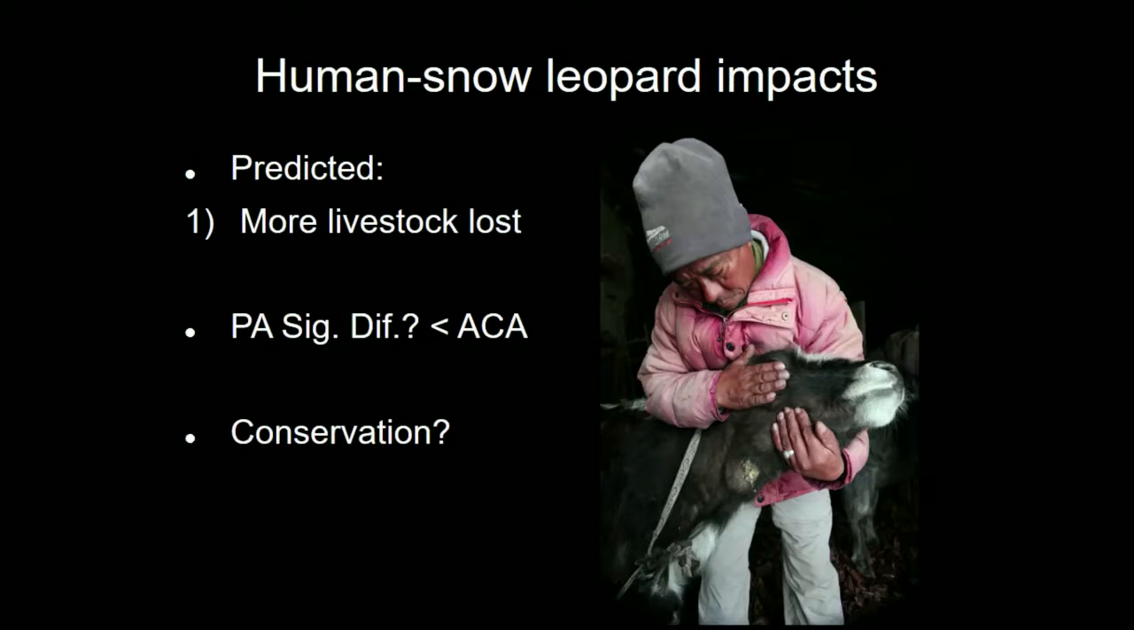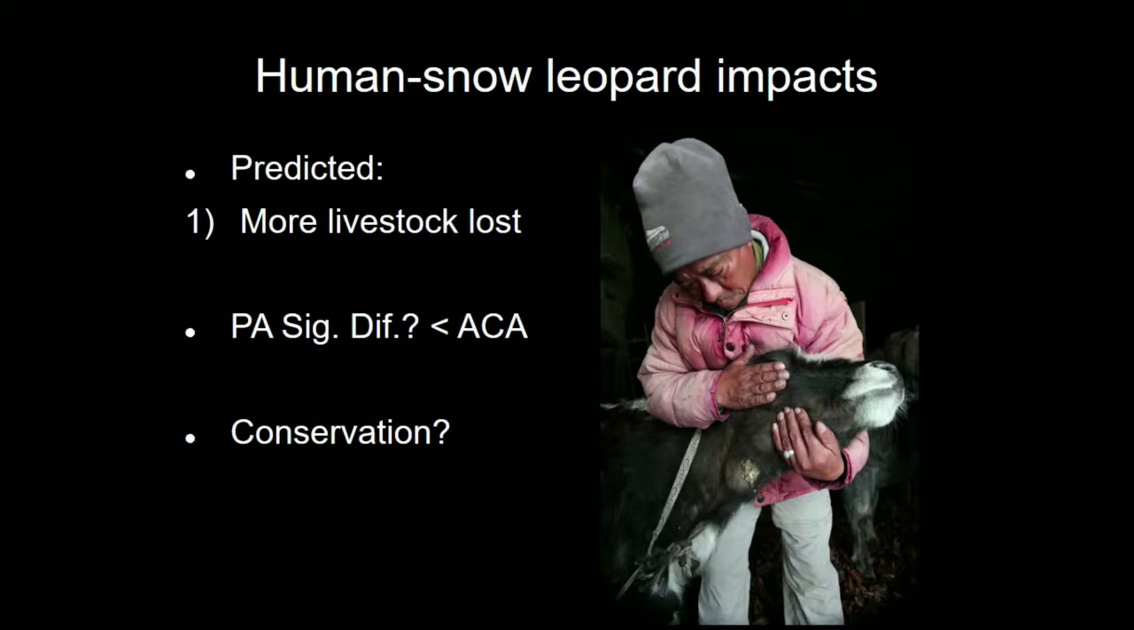So what about actual cases of impact, measured by self-reported livestock losses to snow leopards from households? What best predicted that was more livestock loss to all sources of mortality. I took that as a proxy for husbandry, and that's common with carnivore-human conflict. Bad husbandry often predicts losses to livestock, more often in Annapurna.